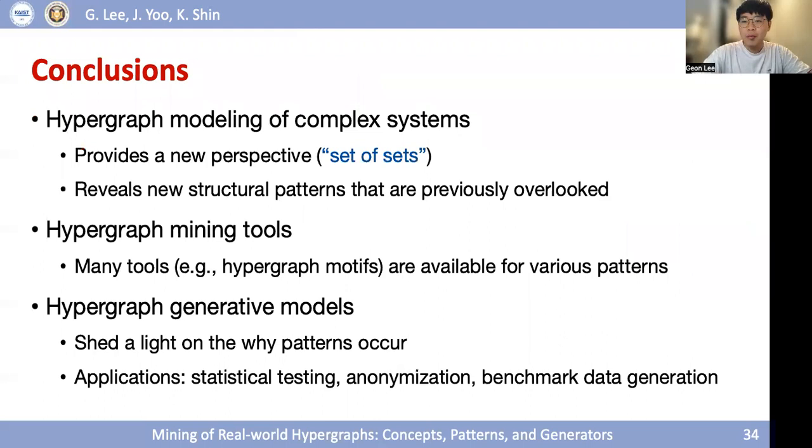So in conclusion, hypergraphs effectively model group interactions in complex systems. They provide a new perspective of a set of sets, and from this fact, various structural patterns that are overlooked in graphs have been revealed. In this tutorial, we will share mining tools for analyzing real-world hypergraphs and generative models which explain why such patterns occur in real-world hypergraphs. Specifically, hypergraph generative models have various applications, including statistical testing, anonymization, and benchmark data generation.